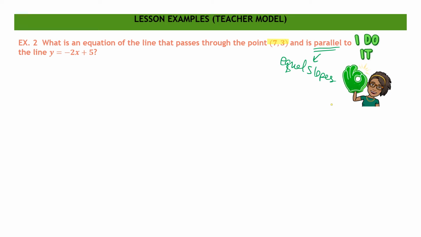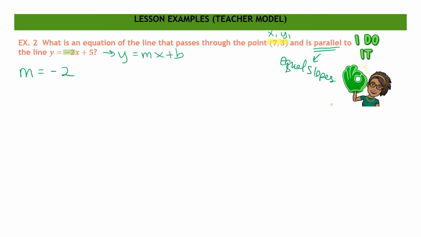We see here that the equation that's been given to us is in slope-intercept form. Remember, that's the y = mx + b form. And because it's in this form, our slope is going to be m. So the slope that we're going to be using is -2. We have our point, x1, y1, which is (7, 3), and we have our slope, which is -2.